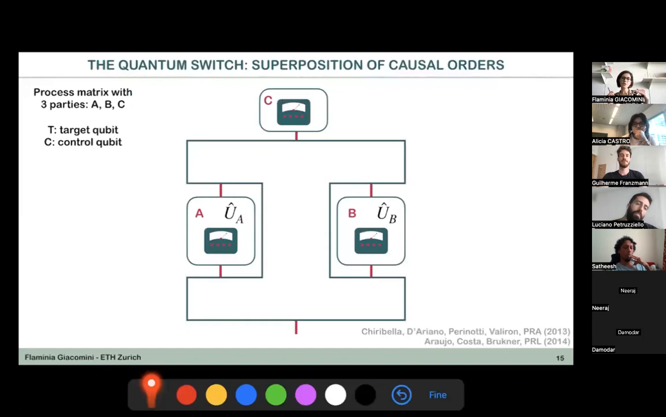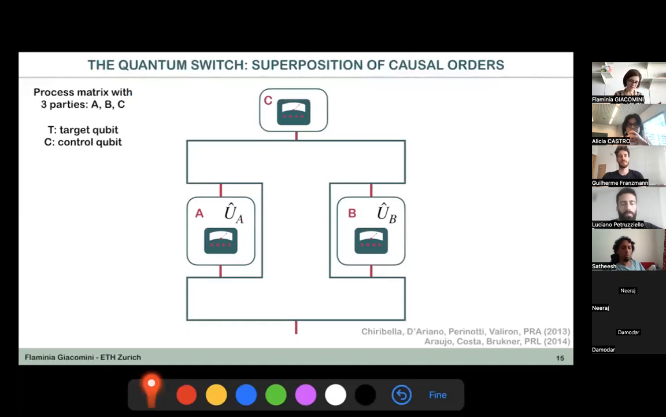And so this is a process that classifies in what I classified as the third level of indefinite causality, that is the causal non-separability. And it does not violate causal inequalities. So it's this third level that is below causal inequalities, but above causal separability. And this is a quantum superposition of causal orders. And the process matrix is usually referred to as the quantum switch.